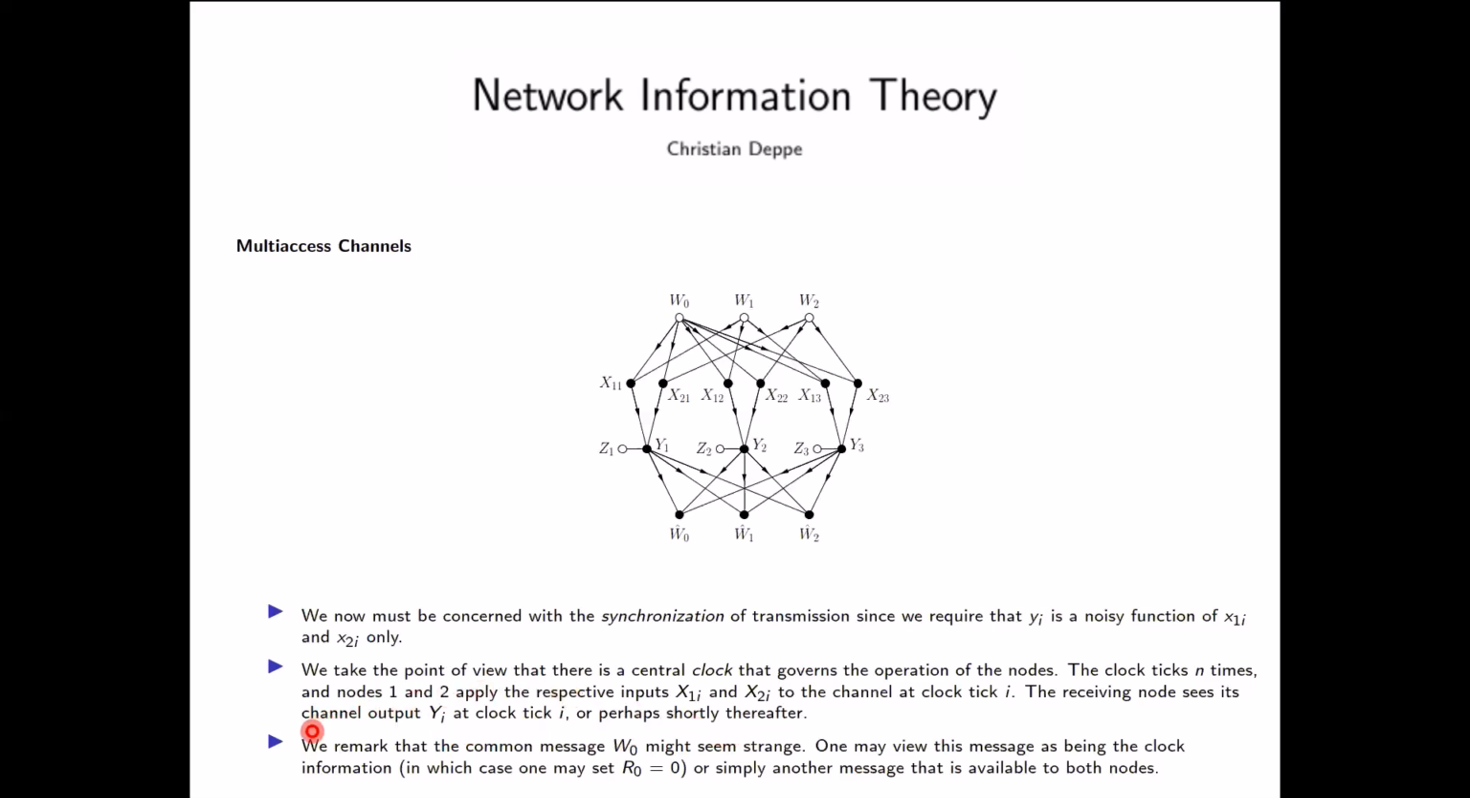And you can think that the common message W0 might be strange because it's something which is just added to them. But we can view it also as a clock with rate 0. Or simply, we can also view it as another message that's available to both nodes.